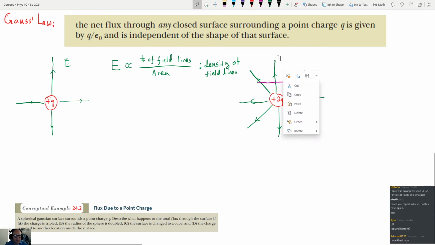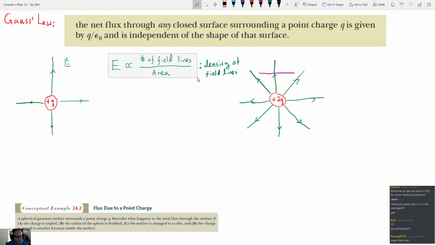Well, it turns out to be a relevant thing to talk about, because the next thing we can do is say, since we know that the electric field is proportional to the number of field lines per unit area, or the density of the field lines, then what happens when we take that quantity and multiply by area? Well, we already know that's how you get flux, right?